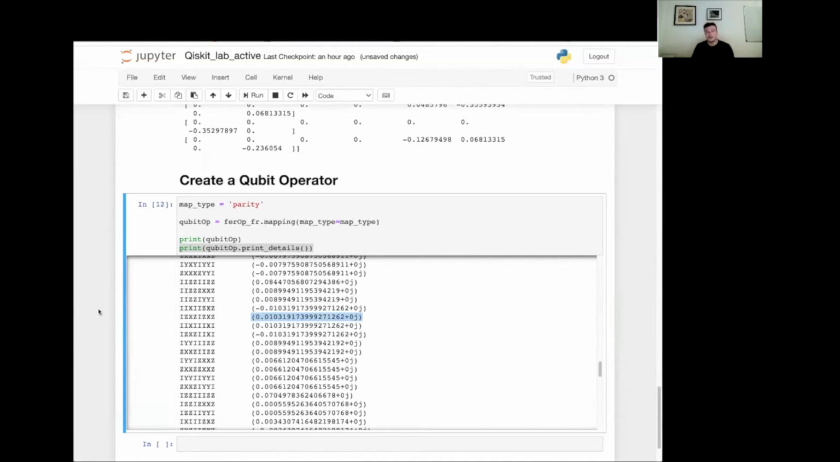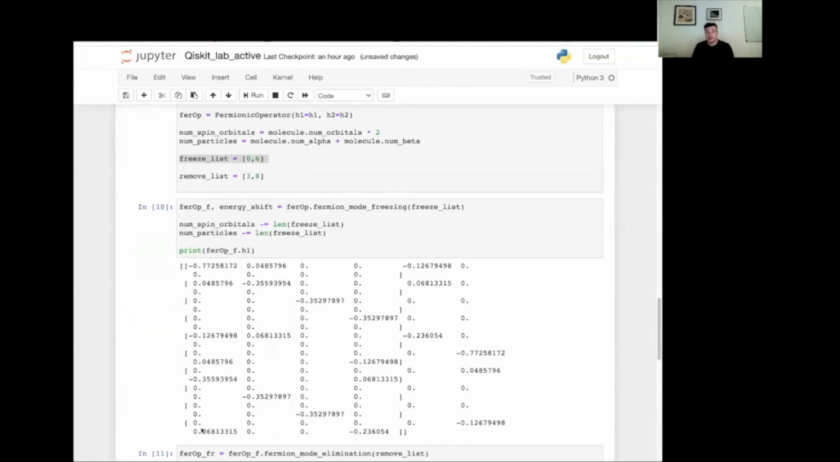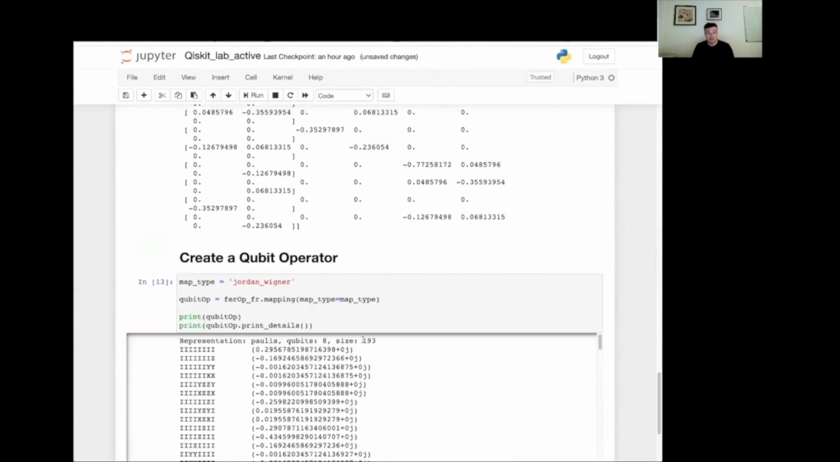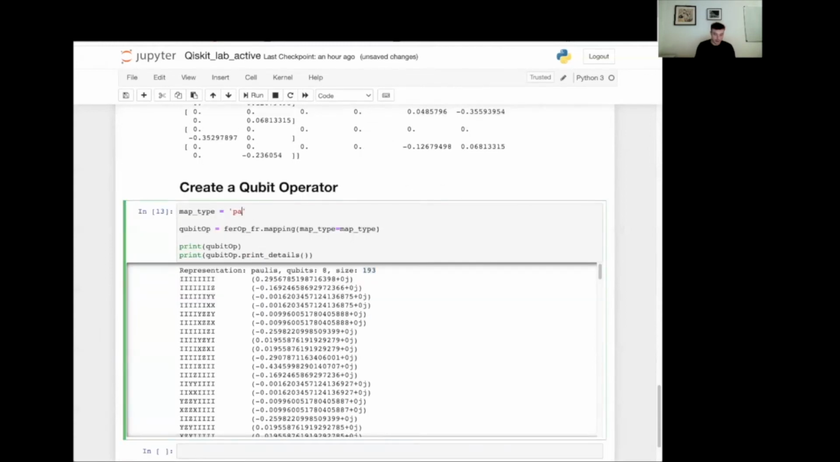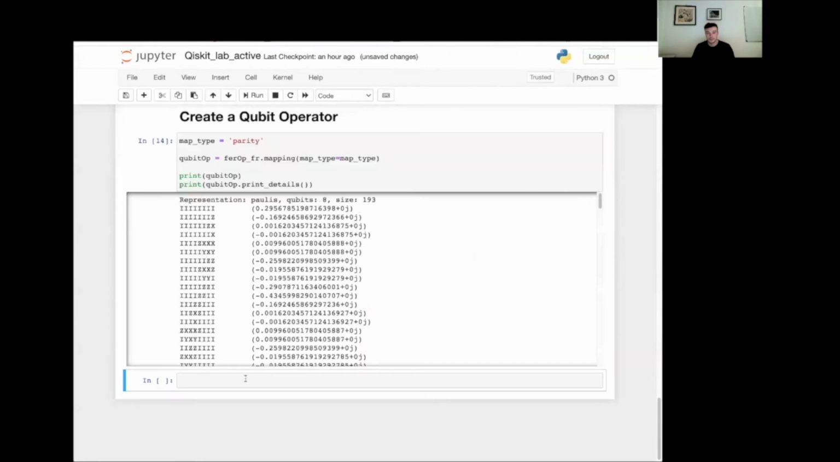Okay, so now finally we have a qubit operator. Notice that we can also change the mapping here, and we would get a different operator, always defined on 8 qubits, and also with the same number of Pauli operators. It's just different because the mapping is different. Okay, let's get back to our parity mapping. We got back to our qubit operator defined on n qubits with parity mapping.